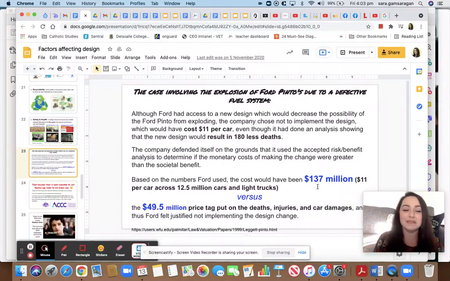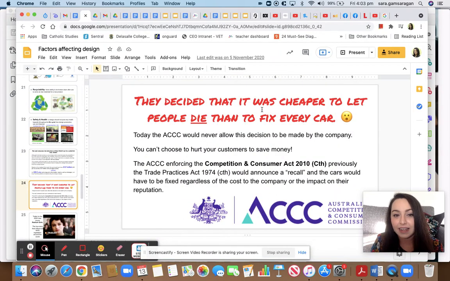But that is a perfect example of something that today would never be allowed, because we have the ACCC. They decided it was cheaper to let people die than to fix every car. Today, the ACCC would never allow that decision to be made by a company. You can't choose to hurt your customers to save money. You can't, as a company, choose to be dangerous. That's just not an option.